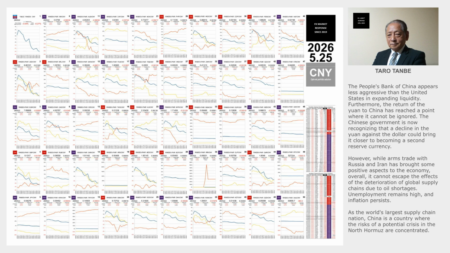However, while arms trade with Russia and Iran has brought some positive aspects to the economy, overall, it cannot escape the effects of the deterioration of global supply chains due to oil shortages. Unemployment remains high, and inflation persists. As the world's largest supply chain nation, China is a country where the risks of a potential crisis in the Strait of Hormuz are concentrated.